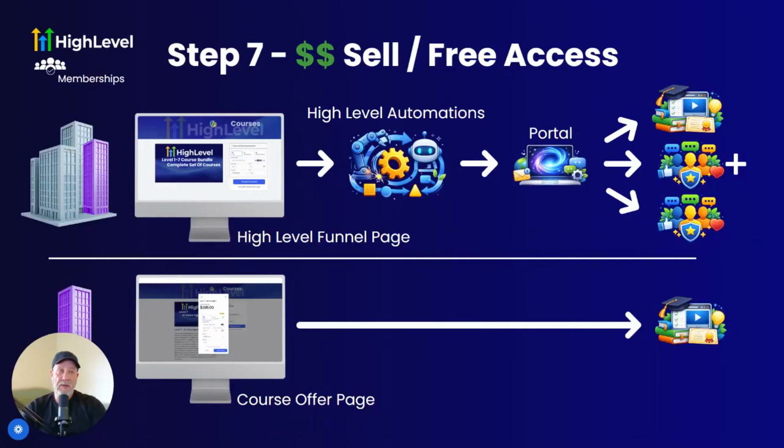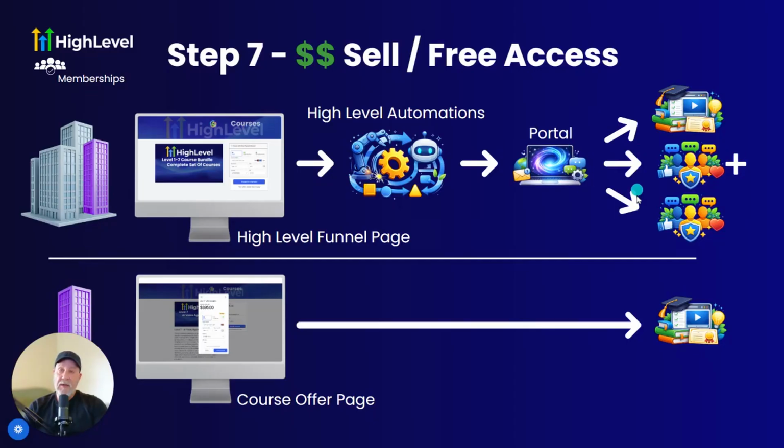Now, there's a couple of ways you can sell courses in community. You can use the HighLevel funnel page, or you can use the course offer URL. The preferred way is to use the HighLevel funnel page with an order form. Then you can run automations after the order form, like tagging the member, placing the member in a smart list, putting the member in a pipeline. You can run follow-up emails, and you can place them in an upsell campaign. So what you do is you create the funnel with the order form, then run them through the automation, then send them through the portal where they enter the community that has the appropriate courses attached.